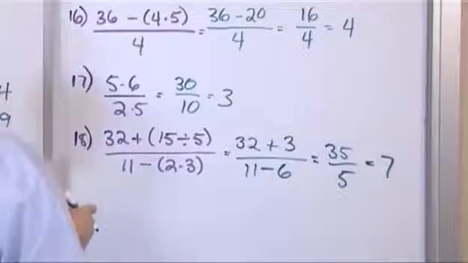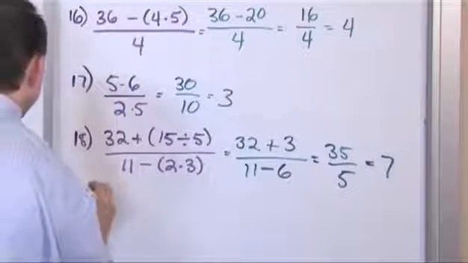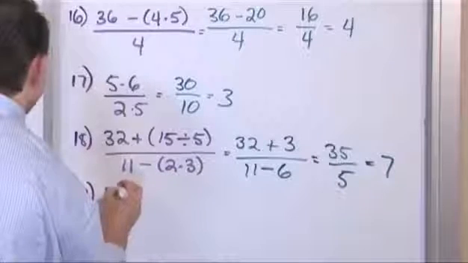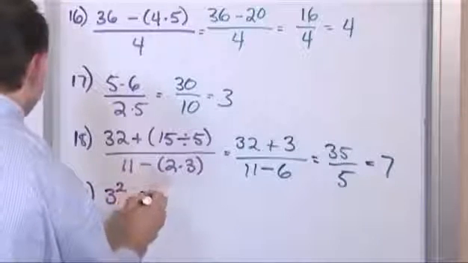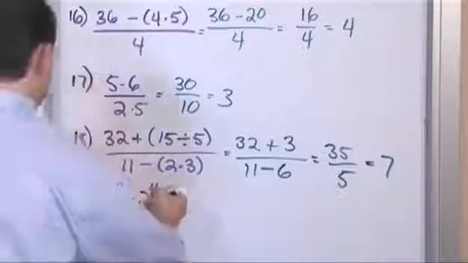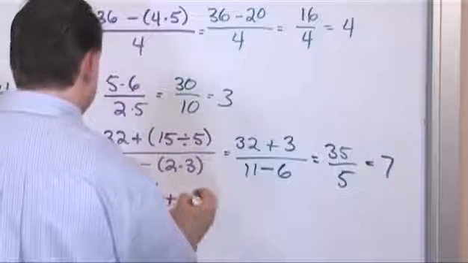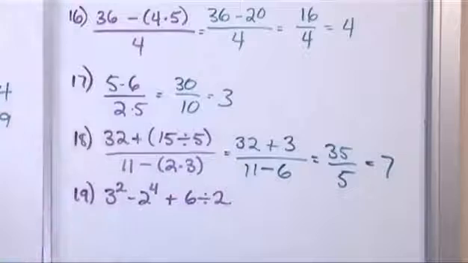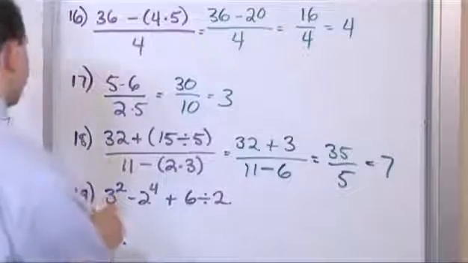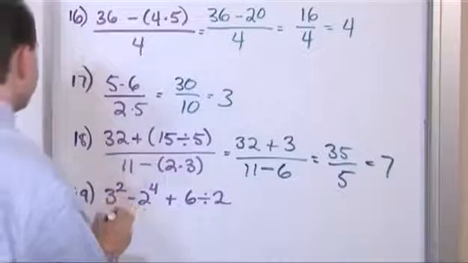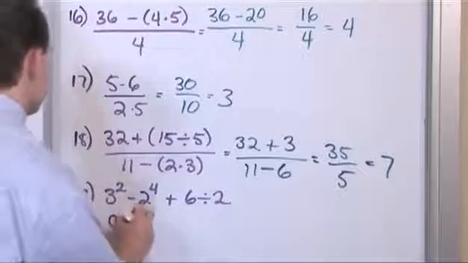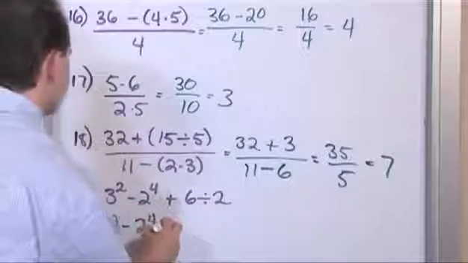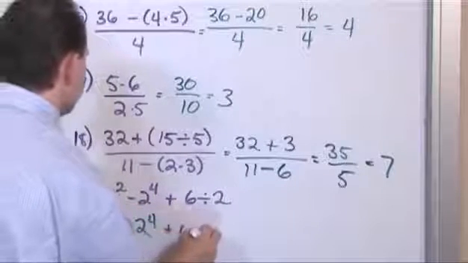Okay, let's do something a little different. Let's say we have 3 squared minus 2 to the 4th power plus 6 divided by 2. So we don't have any parentheses, we don't have any giant fractions anyway, but we do have powers. We have these exponents here, so let's work on those first. 3 squared, 3 times 3 is 9, minus. We still have the 2 to the 4th power to deal with, we still have the 6 divided by 2 to deal with.